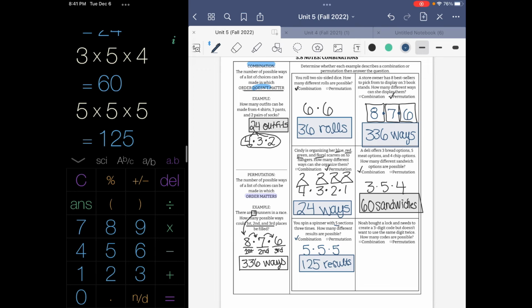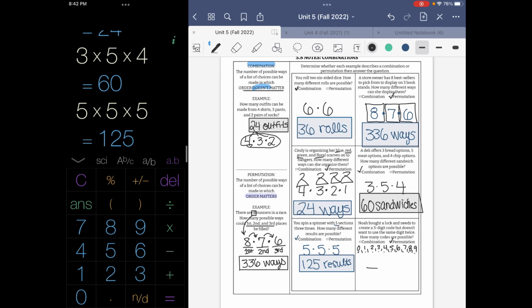And the last one. Someone needs to create a 3-digit code for a lock, but doesn't want to use the same digit twice. How many codes are possible? So when you're typing in a code, it 100% matters what order you type the numbers in. So this is a permutation because order matters. Then I'm just going to multiply. If you're looking at a lock code with digits, you have the numbers 0, 1, 2, 3, 4, 5, 6, 7, 8, and 9. So that's 1, 2, 3, 4, 5, 6, 7, 8, 9, 10 different numbers.